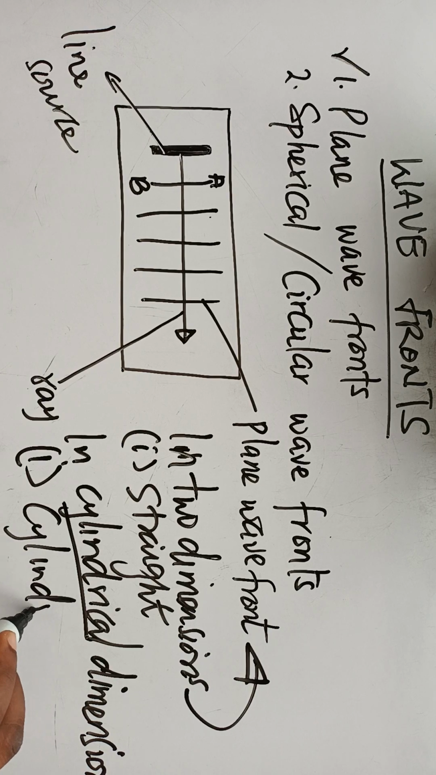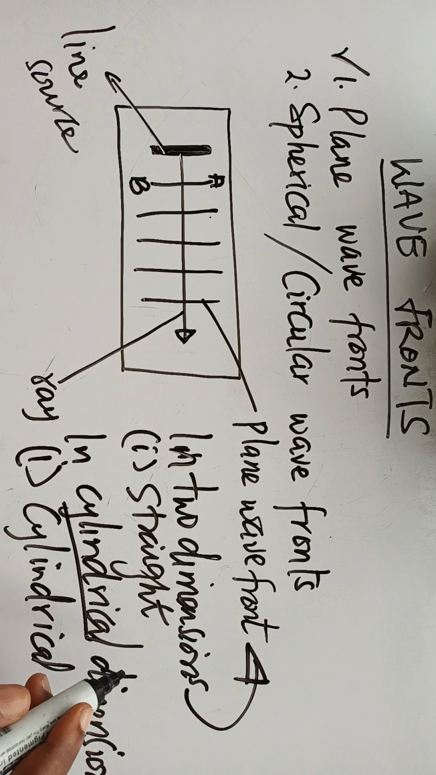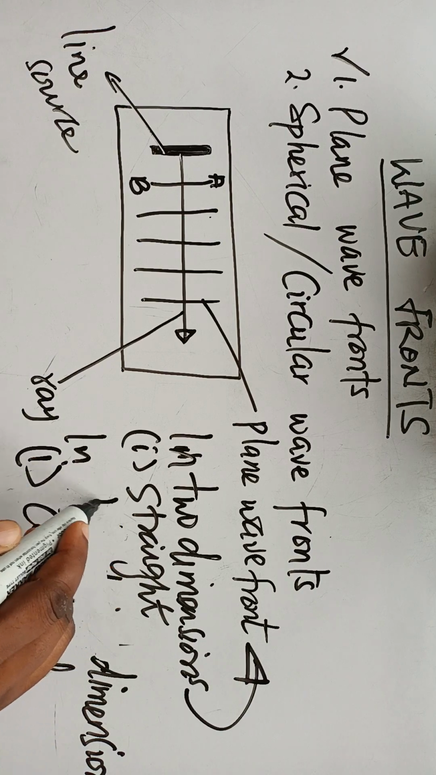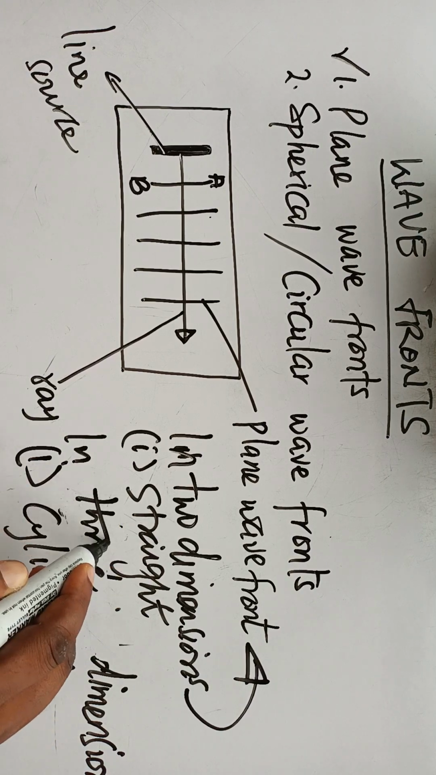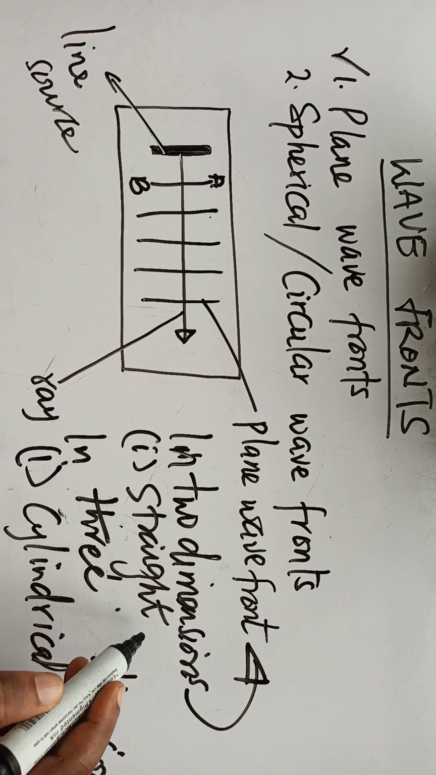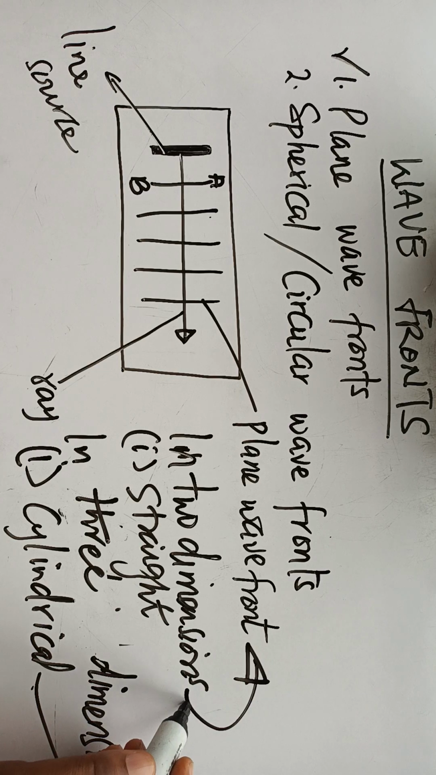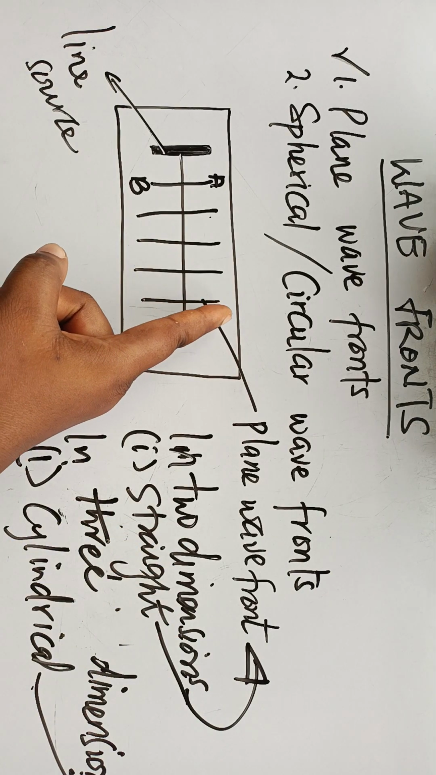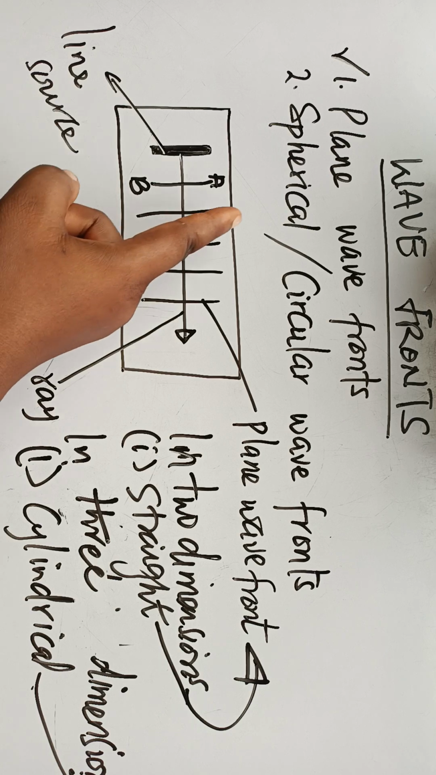When a wavefront is studied in three dimensions, let me reframe this sentence. In three dimensions, a wavefront would appear cylindrical, but in two dimensions, our wavefront appears straight. You can see that it appears as a straight line, straight line, straight line, straight line.